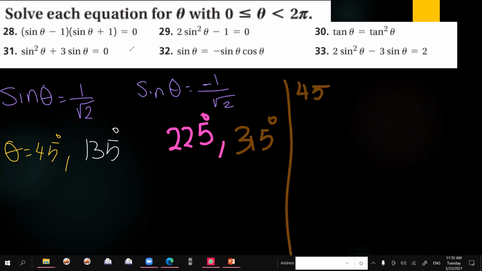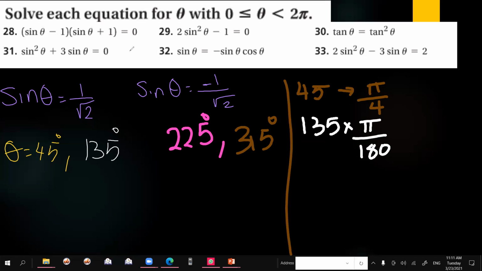45, we know that it's pi over 4. 135, I want it in pi, so I will make it by multiplying by pi over 180. In other words, let's divide 135 by 180, which is 3 over 4. Now in the calculator, if you divide 135 by 180, it gives you the answer as 3 over 4. So that means it's 3 over 4 times pi, which is 3 pi over 4.